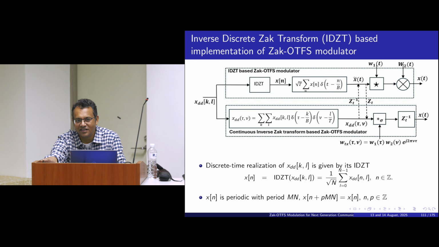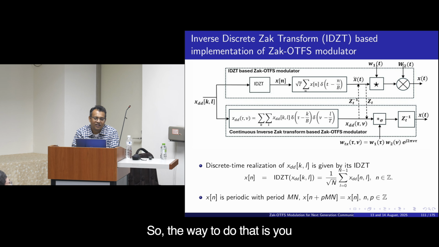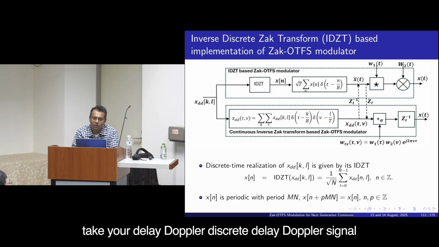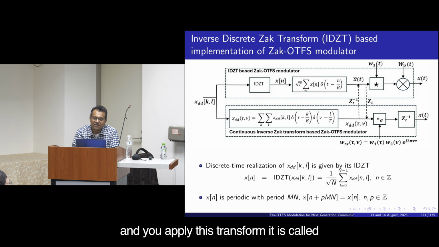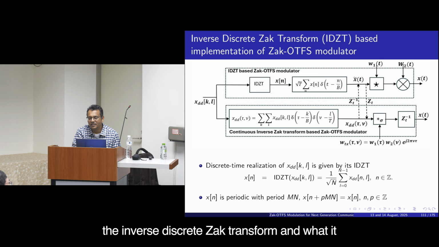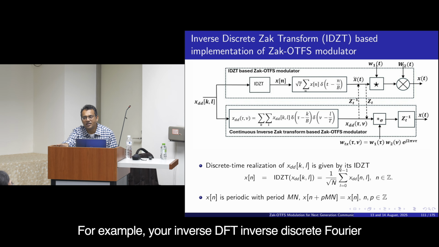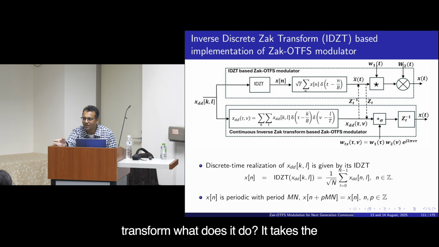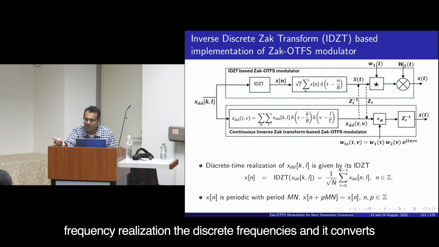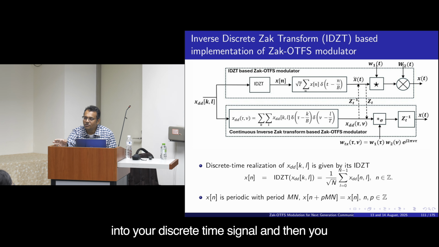basically using discrete signal processing. The way to do that is you take your discrete delay Doppler signal and apply this transform. It's called the inverse discrete Zach transform. What it does is it gives you the discrete time realization of your discrete delay Doppler signal. For example, your inverse DFT, inverse discrete Fourier transform, what does it do? It takes the frequency realization, the discrete frequencies, and converts them into your discrete time signal.